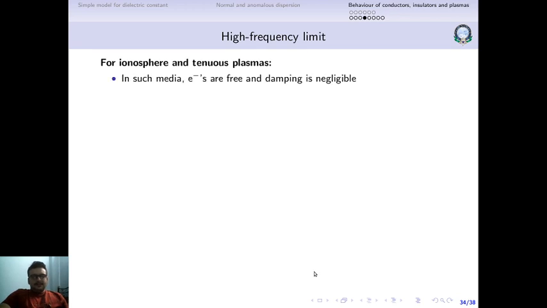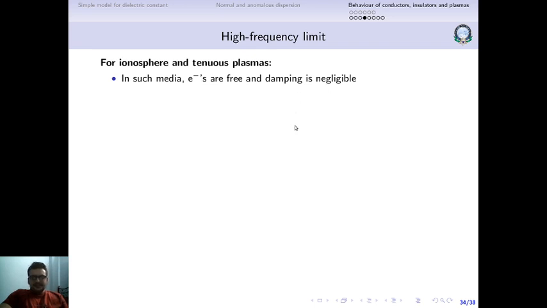Now, in the case of the ionosphere and tenuous plasma, that is plasma produced in the lab, the electrons are free and the damping is negligible. When the electrons are free, that is understandable. In case of the ionosphere, why is the damping negligible? Because the density of the ionosphere is extremely small, so the mean free path is very long, so there is hardly any influence of one charge on its neighboring charge. That's why the damping is negligible. For tenuous plasma, why is the damping negligible? Because the temperature is extremely high.